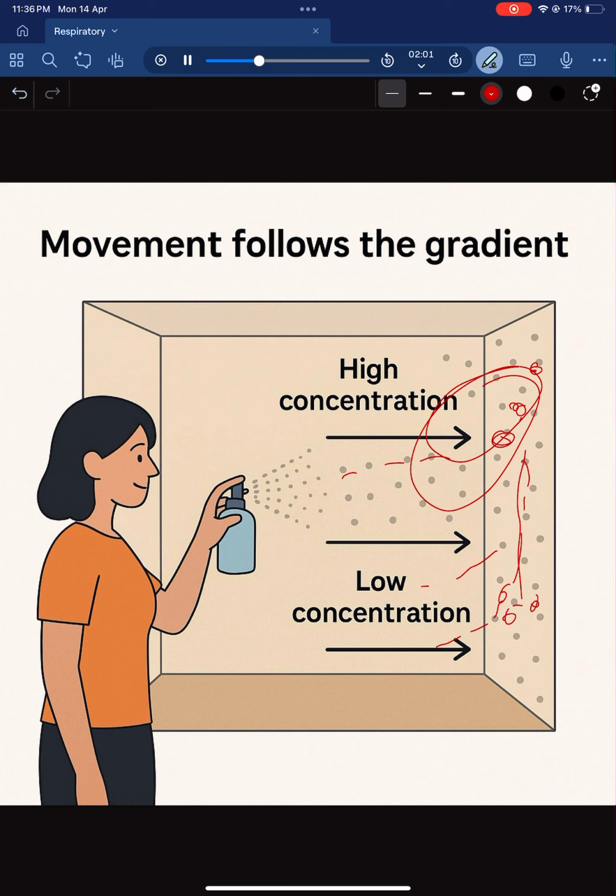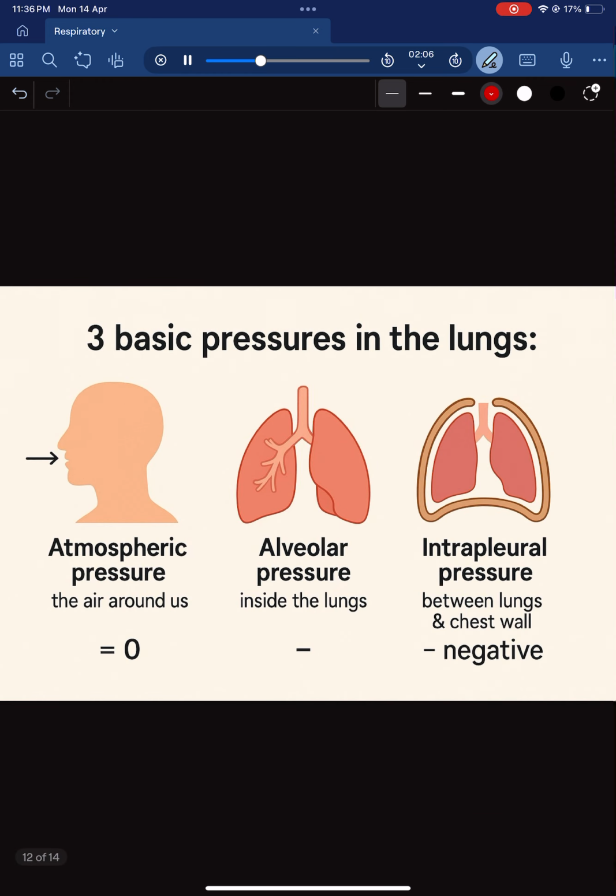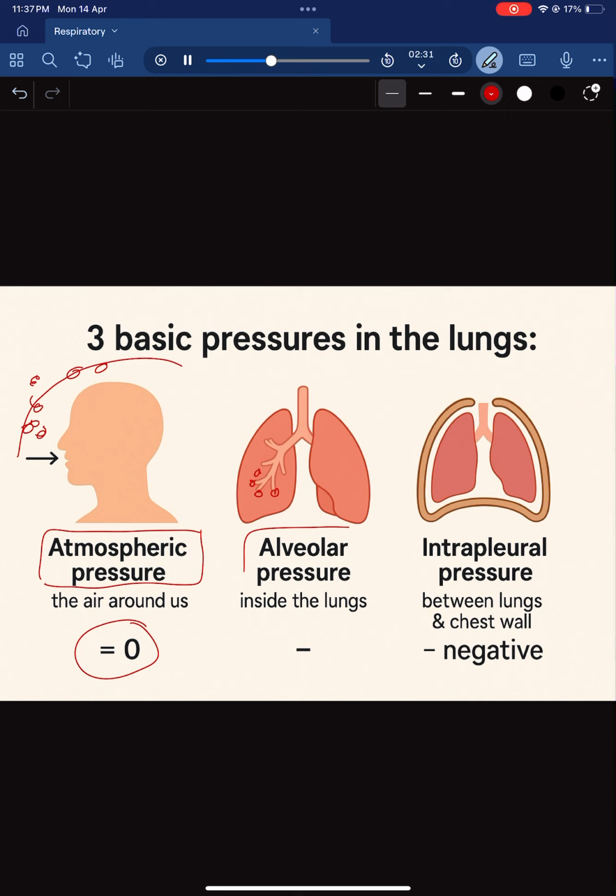Now let's talk about lung pressures. There are three main pressures you need to know. First, atmospheric pressure. This is the pressure of the air around us, the air in the environment. We set it to 0 to make math easy. Second pressure is the alveolar pressure. You remember we talked about it in the first video, the alveolar sacs, these small cells where the gas exchange happens. This is the pressure inside the alveoli, the tiny air sacs in your lungs. When alveolar pressure is lower than atmospheric pressure, which is the pressure outside your body, air flows in. When alveolar pressure is higher than atmospheric pressure, air flows out.